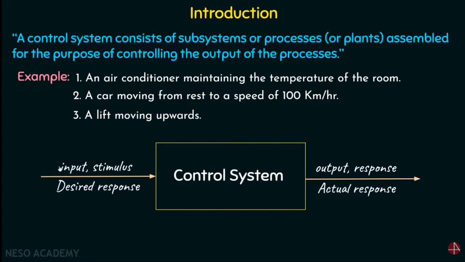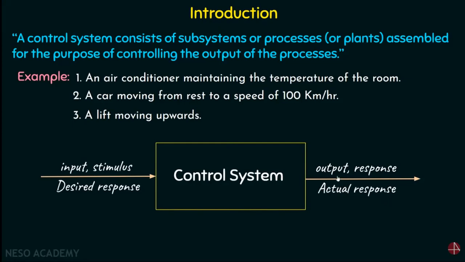We will discuss the input, the output, the desired response, and the actual response of any control system in the upcoming lectures of this course. As of now, we just know that any control system will take an input, it will process the input in a predefined manner, and it will generate an output. So now we are done with the block diagram of any control system.